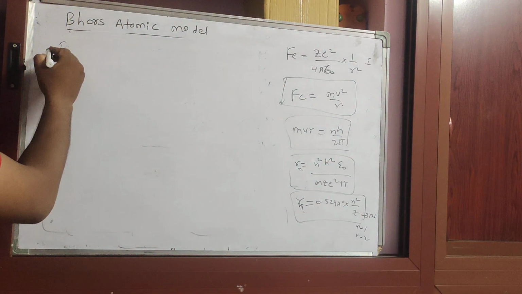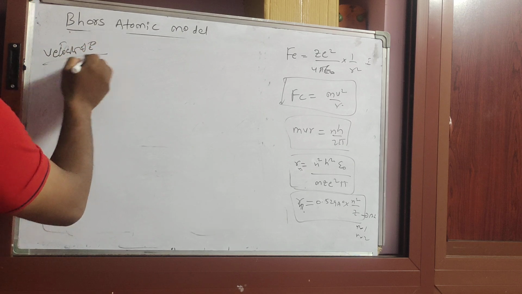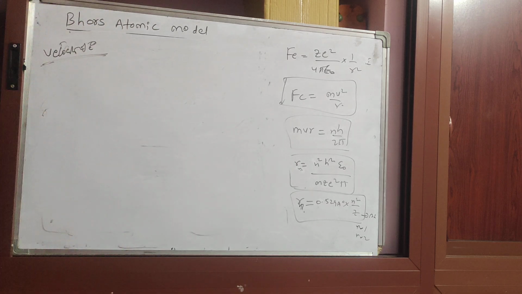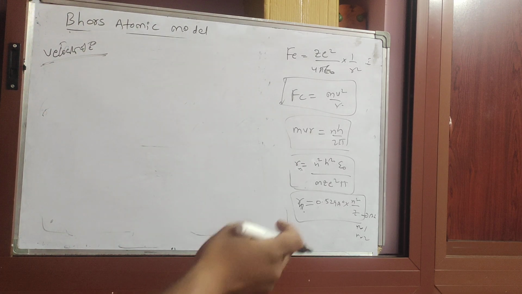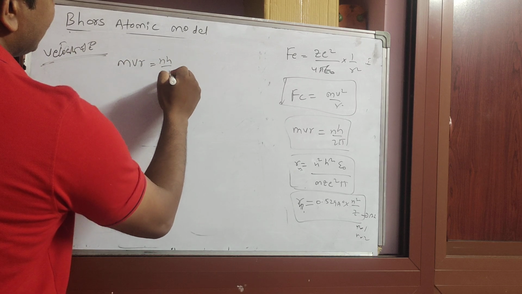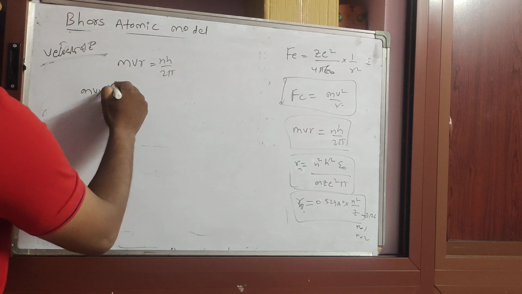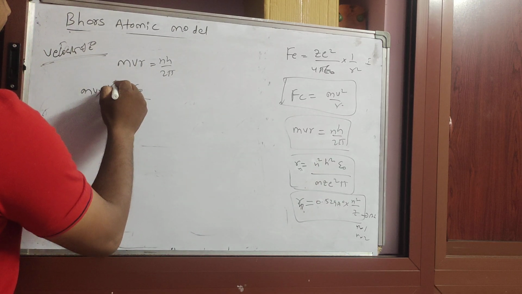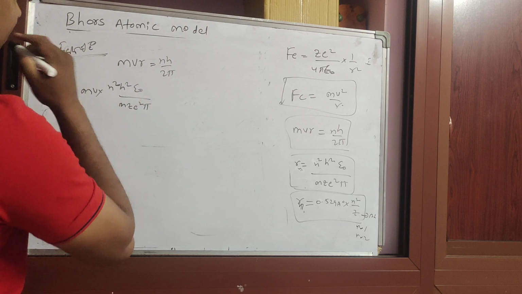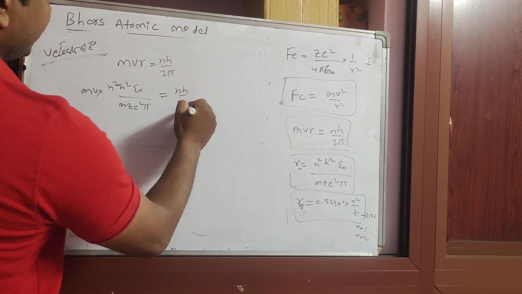If you take the velocity of the electron, how do we find out the velocity of the electron? You know mvr is equal to nh by 2 pi. You know the radius, n square h square epsilon naught by m Z e square into pi. Velocity, mv into radius, is equal to nh by 2 pi.